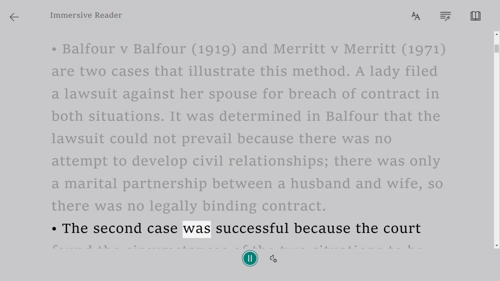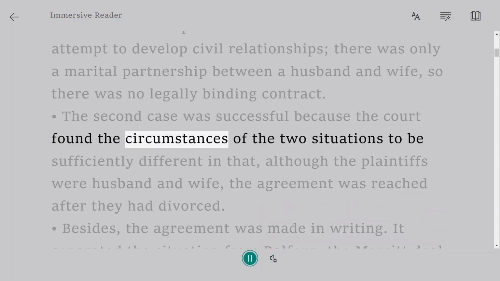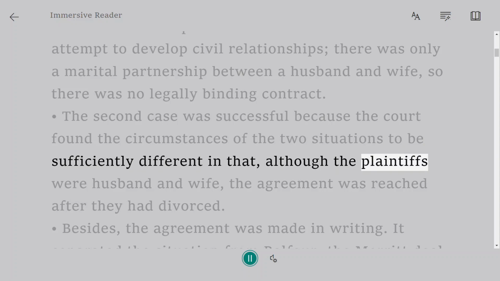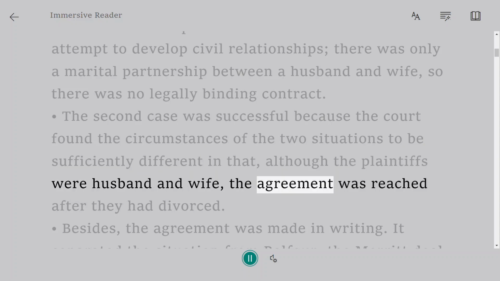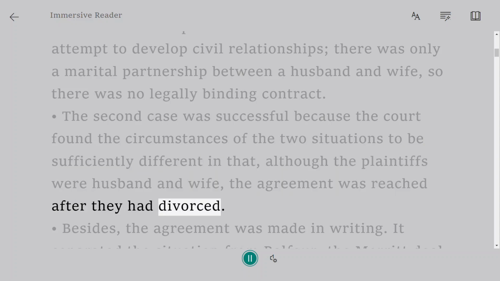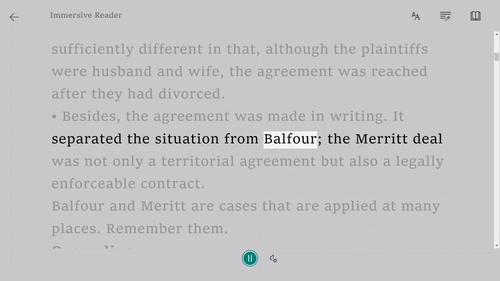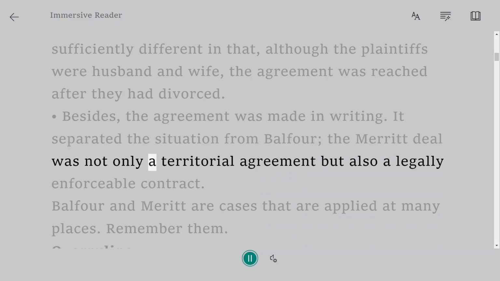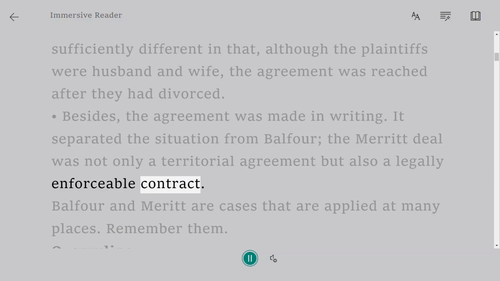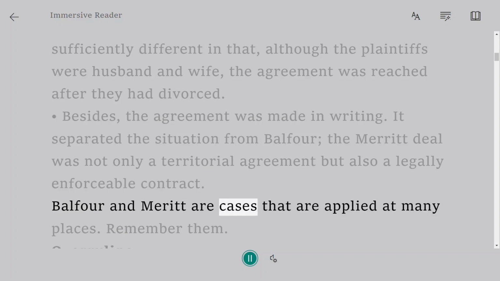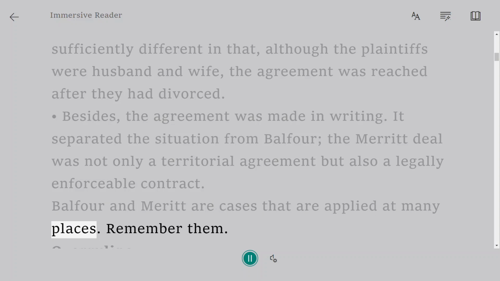The second case was successful because the court found the circumstances of the two situations to be sufficiently different in that, although the plaintiffs were husband and wife, the agreement was reached after they had divorced. Besides, the agreement was made in writing. It separated the situation from Balfour. The Merritt deal was not only a territorial agreement but also a legally enforceable contract. Balfour and Merritt are cases that are applied in many places.